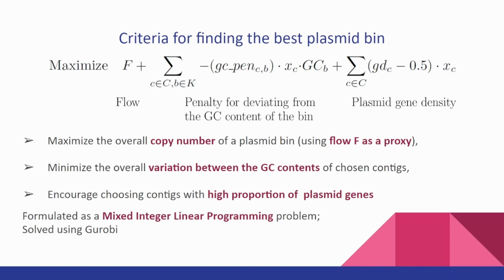So next we'll look at the criteria for finding the best plasmid bin. We design our algorithm as an optimization-based problem, which involves an optimization function. So our optimization function consists of 3 terms. The first one refers to the flow, which is a proxy for the overall copy number of the plasmid bin. Next, we have the penalty for deviating from the GC content of the bin. So minimizing this term also minimizes the overall variation between the GC content of chosen contigs. Next, we have the plasmid gene density term. So maximizing this term encourages the algorithm to choose contigs that have a high density of plasmid genes.